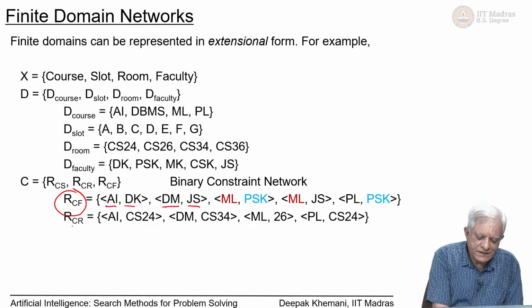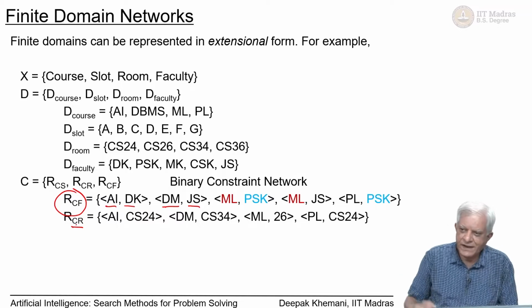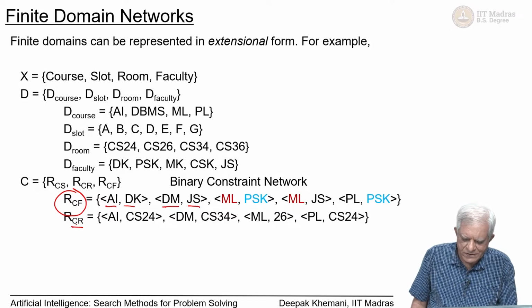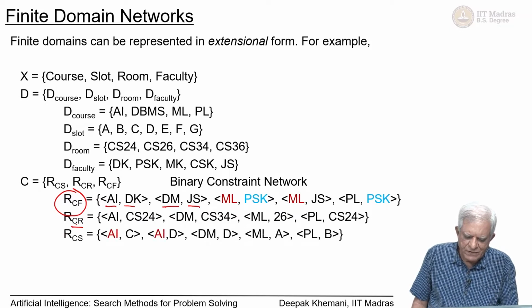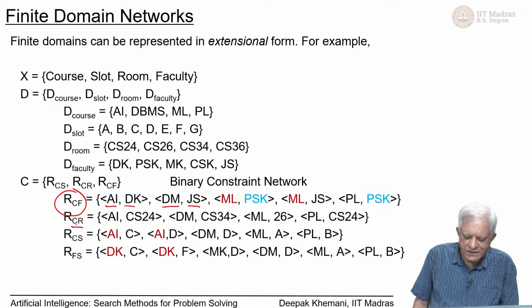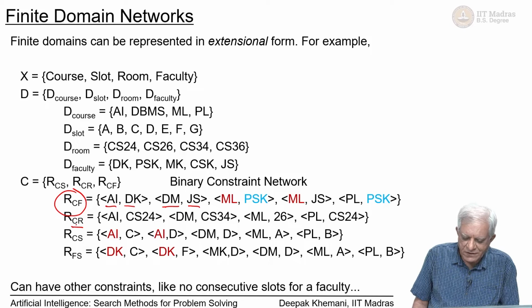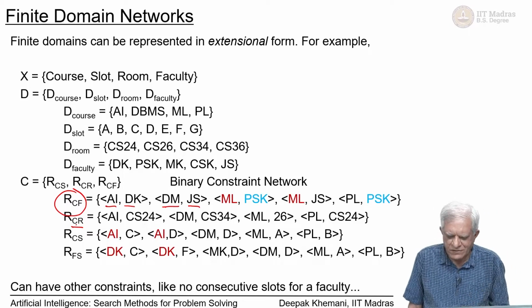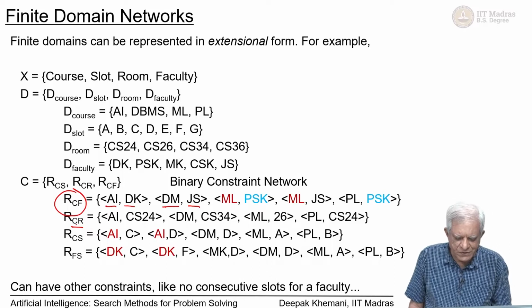Likewise we can define a relation between courses and rooms. So, we can say AI is taught in CS 24, discrete maths is taught in CS 34 and so on essentially. We can also define the relation between courses and slots, that AI is taught in C slot, DM is taught in D slot and so on and so forth. And finally, we can also have a relation between faculty and slots, that these faculty are teaching in these slots essentially. That is how students often tend to talk about courses. So, there are these 4 different relations.